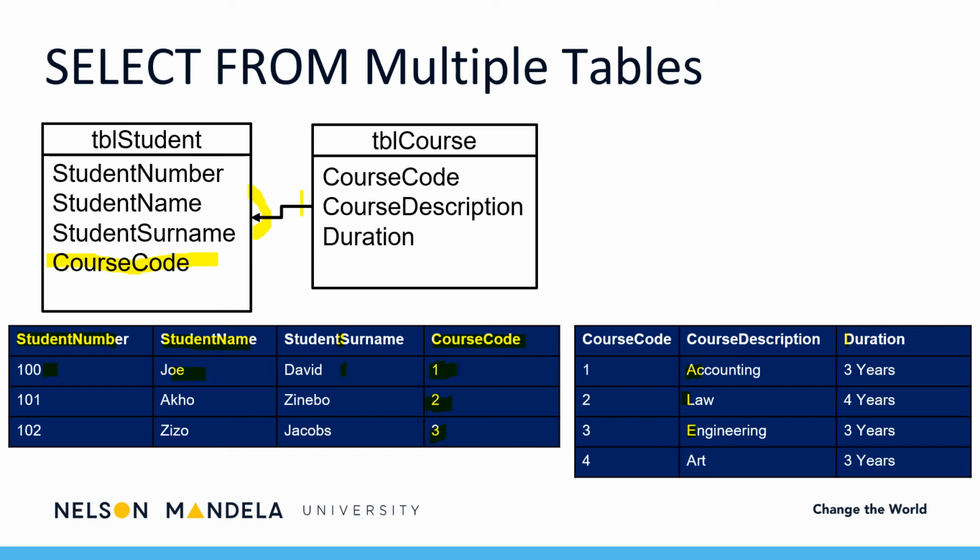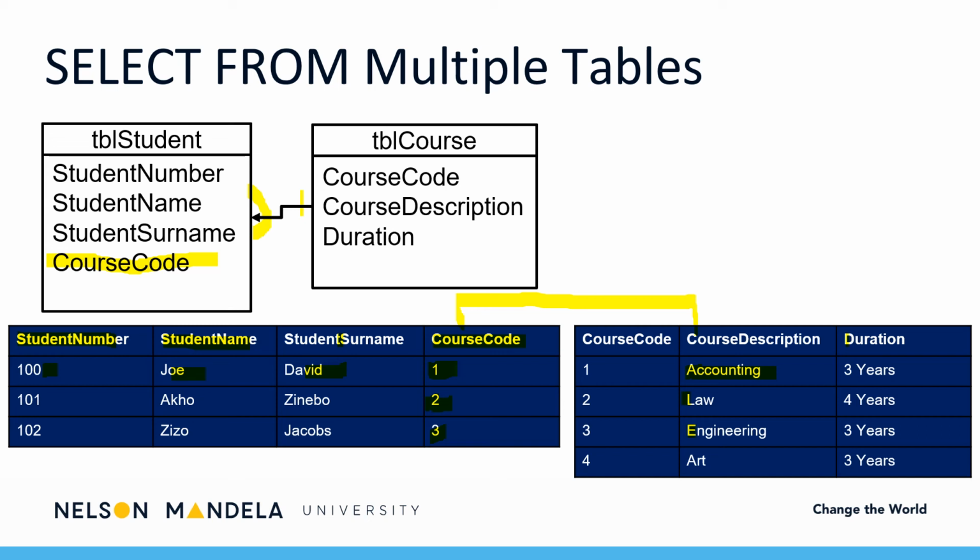Now, what you have to do is, if you want to display, for an example, student number, student name, student surname, and just the course description, because you cannot show a user the number. The user wants to see the description. So you're going to have to query from both tables to say, this is what I want to select, and the data needs to be accurate.